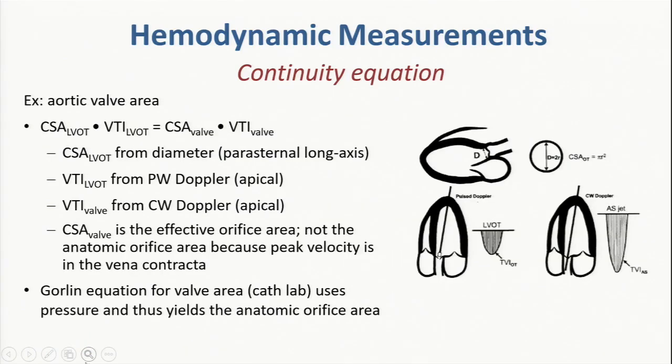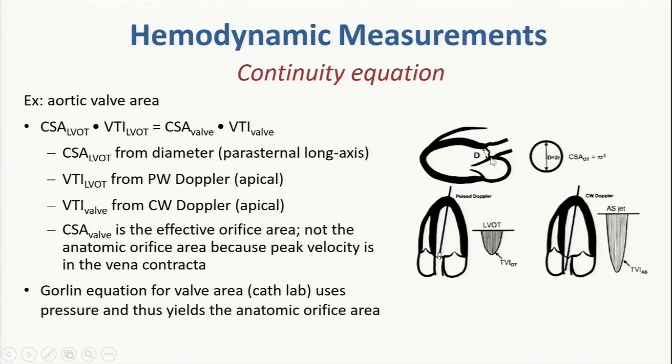All right, so how does this work? With that background, it allows us to come to the continuity equation as we would apply it in the echo lab. We'll use the example of aortic stenosis since that's the most commonly applied one. Here's a diagram. We're basically saying that flow in the left ventricular outflow tract has to equal flow at the aortic valve. So flow here has to equal flow across the valve.